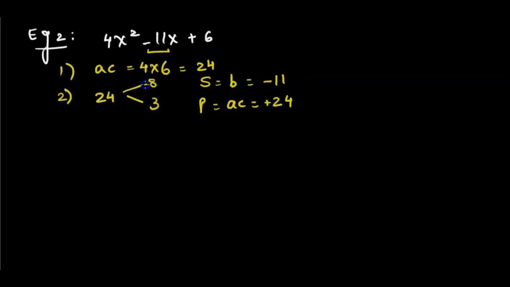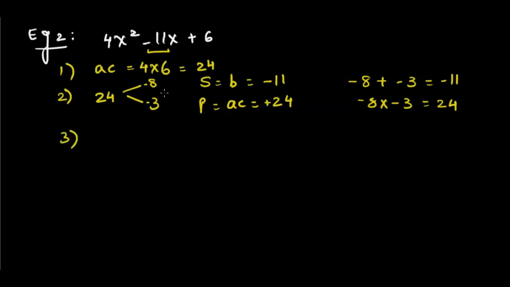That means this should be a negative 8 and a negative 3, because when we add a negative 8 and a negative 3, we would get a negative 11. And when we multiply the two negative numbers, we would get a positive 24. So these three numbers are true to our requirements.